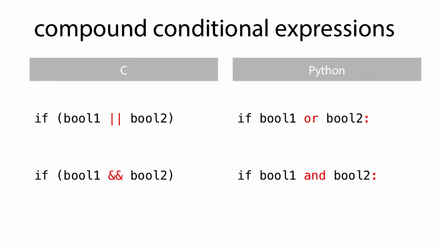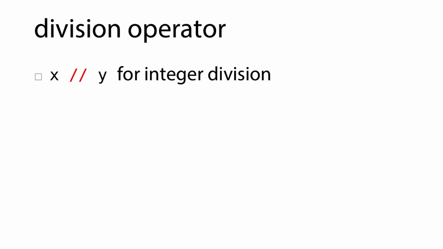Then we have compound conditional expressions. In C, whenever you have an or an and, then you simply replace that in Python with the words or and. Then we come to division. If you want to include any division in your program, then you can use the double slashes for integer division and a single slash for float division.